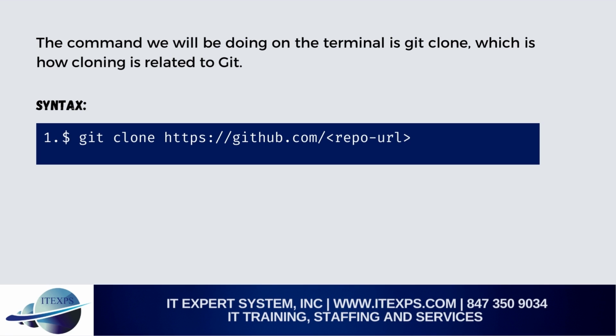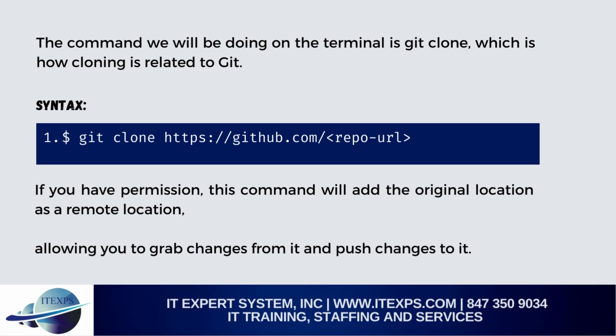Git clone produces a local working copy of a remote repository's source code. When you clone a repository, the code is downloaded to your machine automatically. If you have permission, this command will add the original location as a remote location, allowing you to grab changes from it and push changes to it.